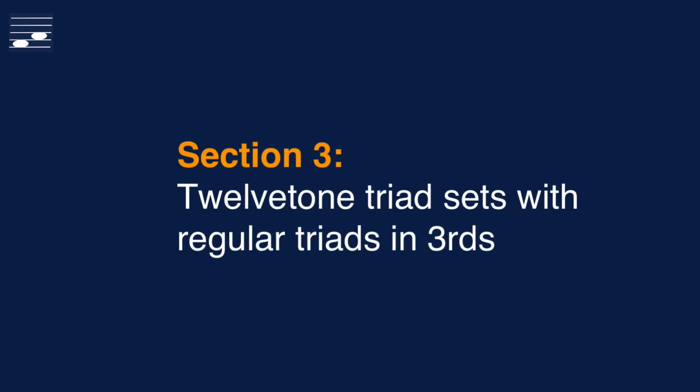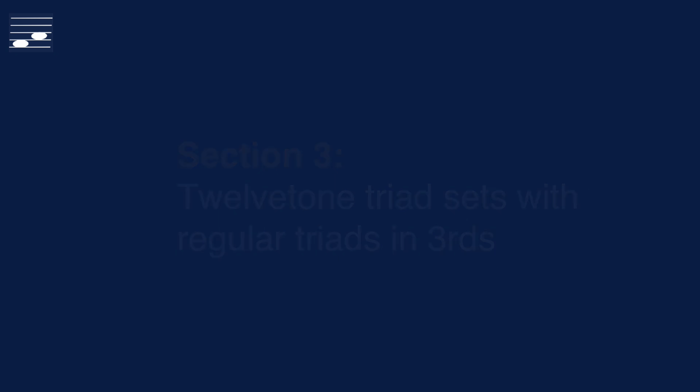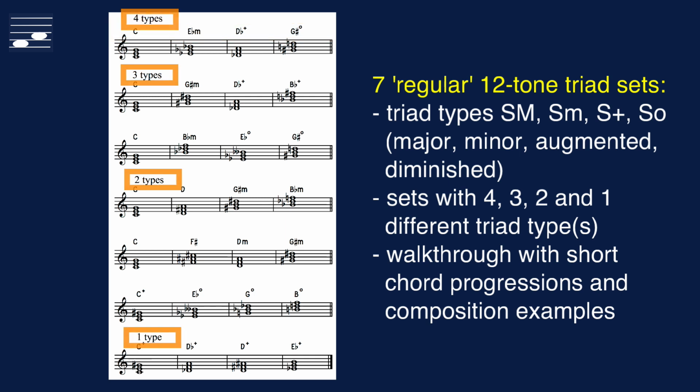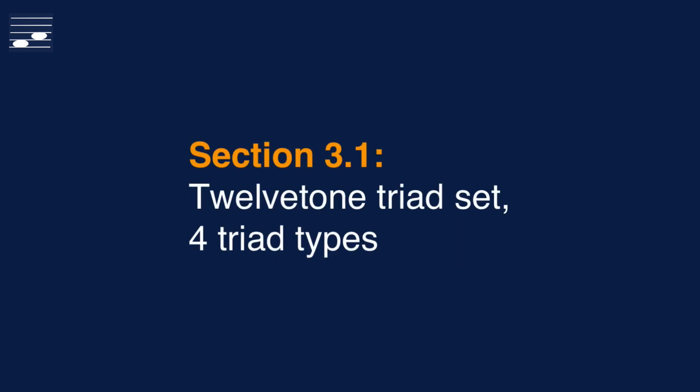Now it's time to have a closer look at the 12-tone triad sets with triads and thirds. The 7 options include major, minor, augmented and diminished triads. The sets may contain between 4 and 1 different triad types, and I'll proceed with a walkthrough of all 7 options. We'll first look at the single option for a set with 4 triad types.